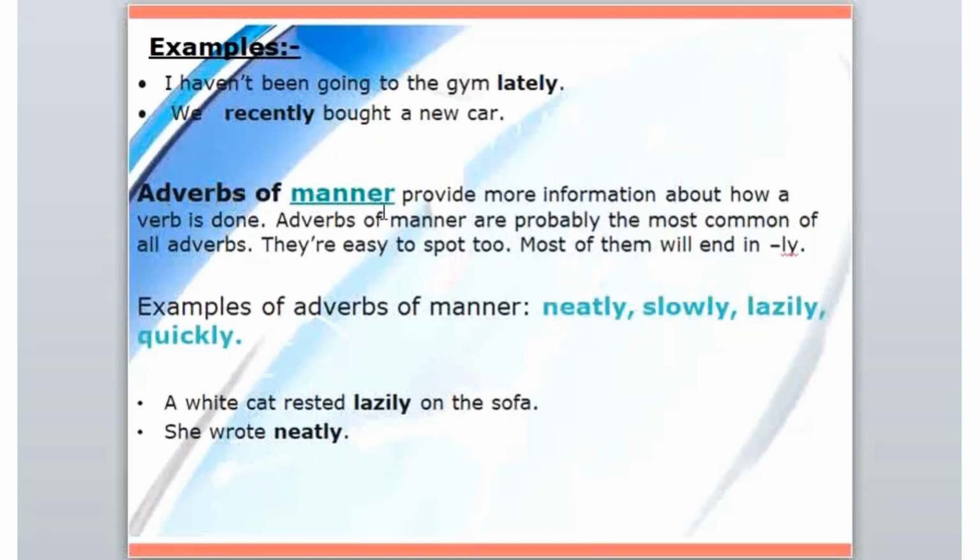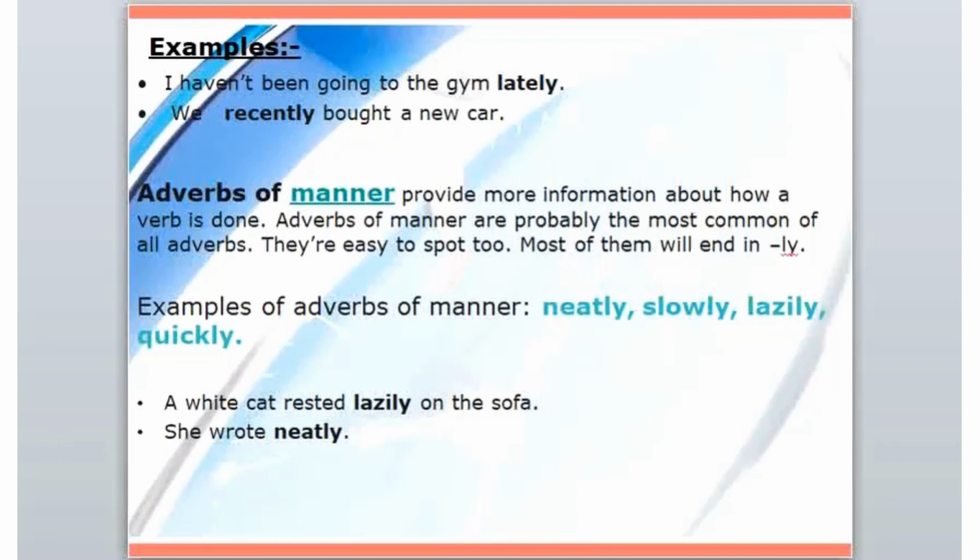Adverbs of manner. Adverbs of manner provide more information about how a verb is done. Adverbs of manner are probably the most common of all adverbs. They're easy to spot too. Most of them end in ly. Okay, examples of the words are neatly, slowly, lazily, quickly. How can it be used in a sentence? For example, I'll show you. A white cat rested lazily on the sofa. She wrote neatly. Like that it can be done.